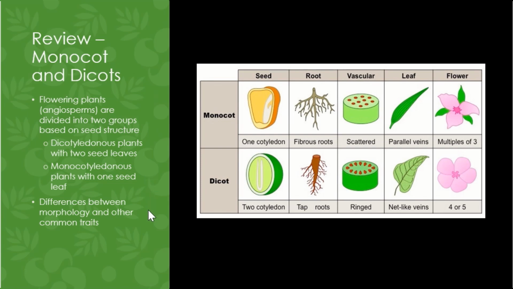There's key differences between morphology and other common traits. In this diagram that I've included in this PowerPoint slideshow, there's the difference between the monocot and the dicot in terms of their seed, their root, their vascular system, their leaves, and their flowers.